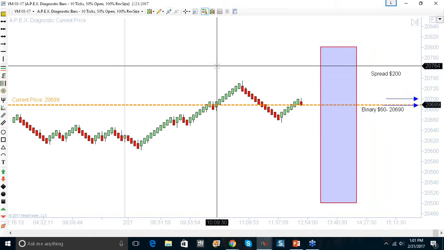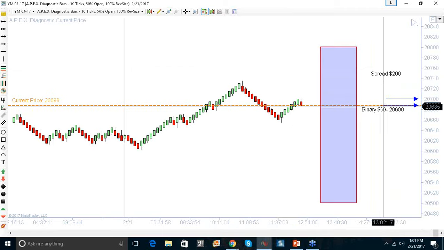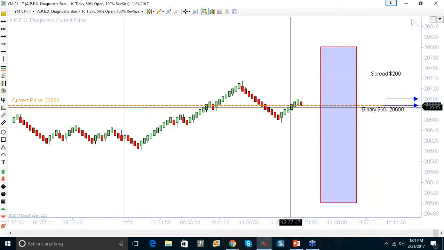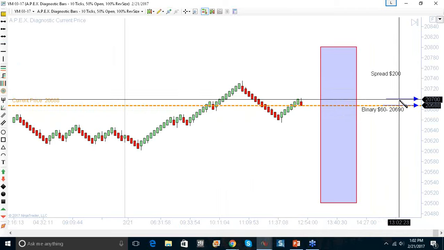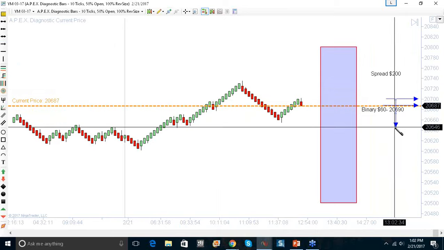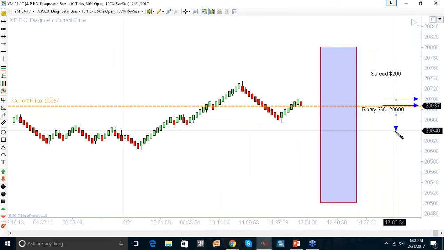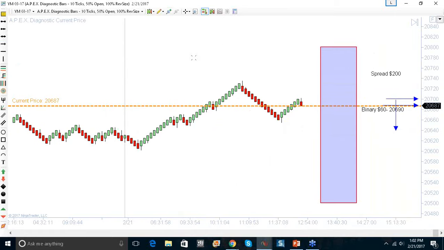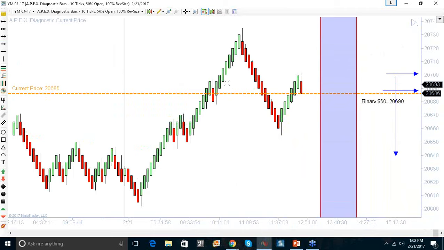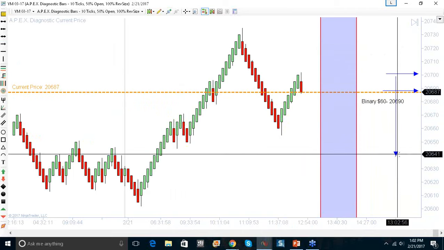What would the market have to do for me to lose the same $60 that I lost on the binary? The market would have to go from 20,700 down to what? 20,640. The market would have to go all the way down there. You're right, Omar, it'd have to fall 60 points. And if I bring this chart back into focus, that's a pretty good amount, isn't it?